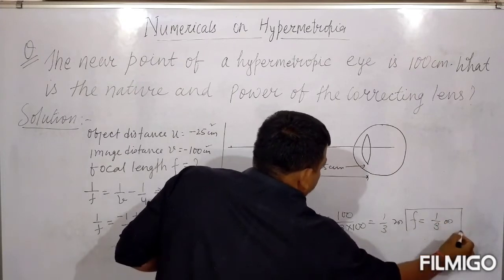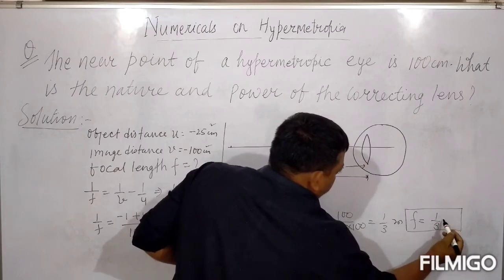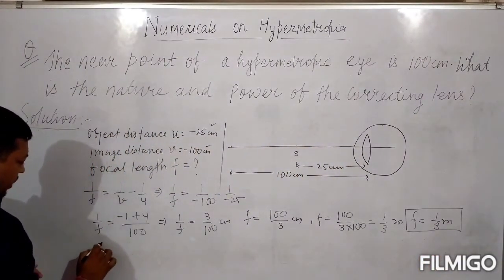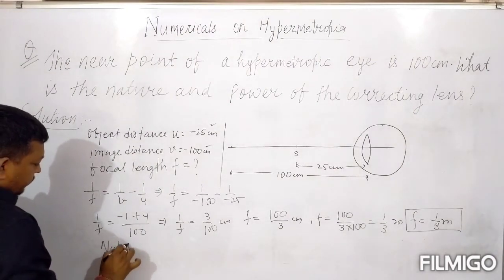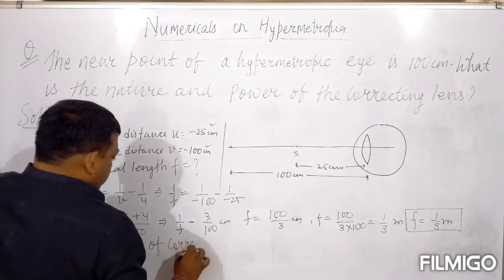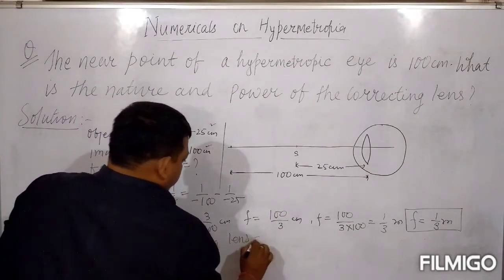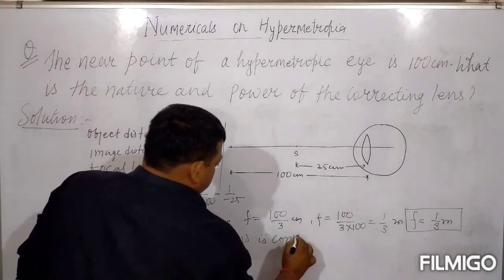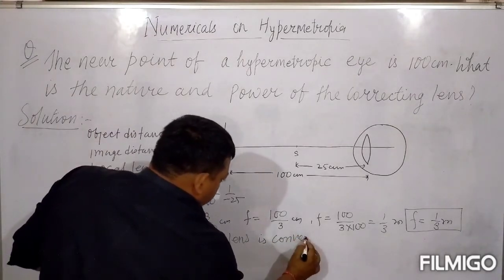Since focal length is with positive sign, what type of lens will it be? The nature of the correcting lens is converging. Since focal length is positive, the nature of the correcting lens will be convex or converging.